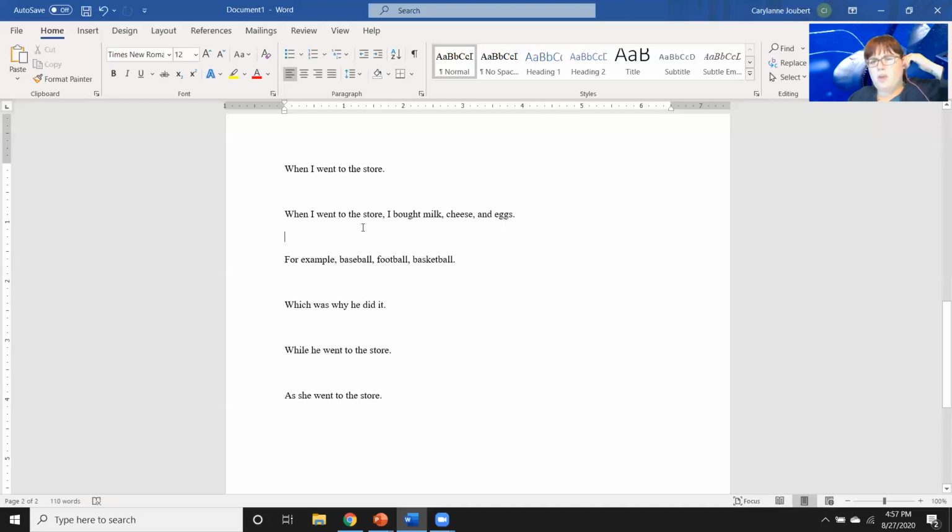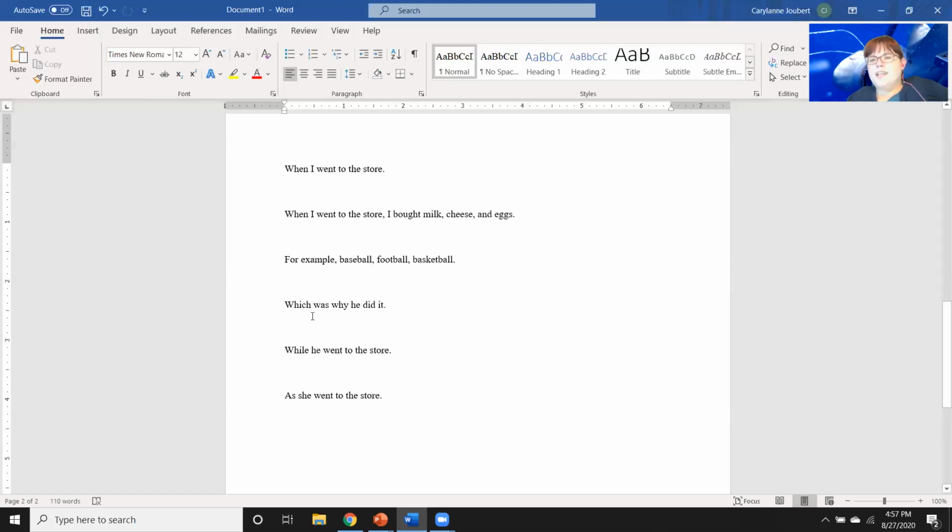For example, baseball, football, basketball. We don't know what's going on here. We know it's talking about sports, but what is it talking about? What is it examples of? So we have to have that as either an example of this is, or examples are baseball, football, basketball. Now it's a complete sentence. Or we can combine it with the previous sentence with a comma and say, for example, baseball, football, basketball.